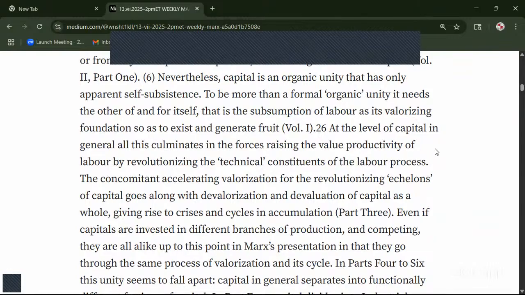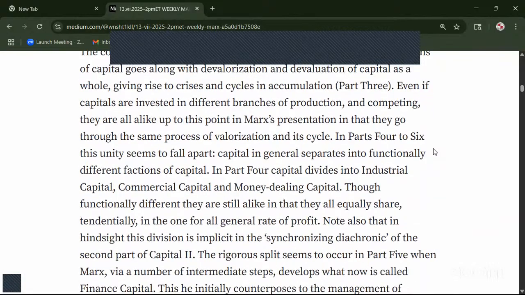In parts 4 to 6, this unity seems to fall apart. Capital in general separates into functionally different factions of capital. In part 4, capital divides into industrial capital, commercial capital, and money dealing capital. Though functionally different, they're all still alike in that they all equally share tendentially in the one for all general rate of profit. Note also that in hindsight, this division is implicit in the synchronizing diachronic of the second part of Capital, Volume 2.